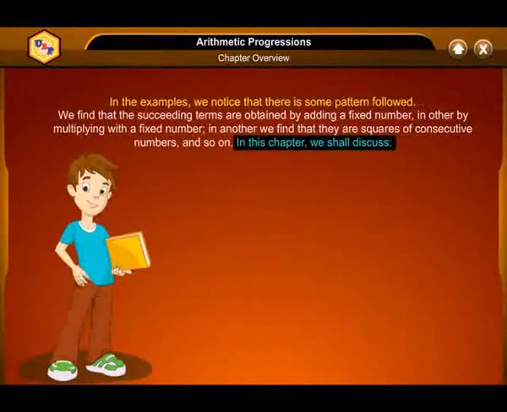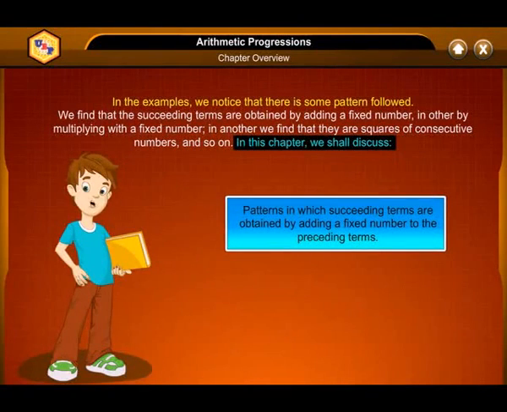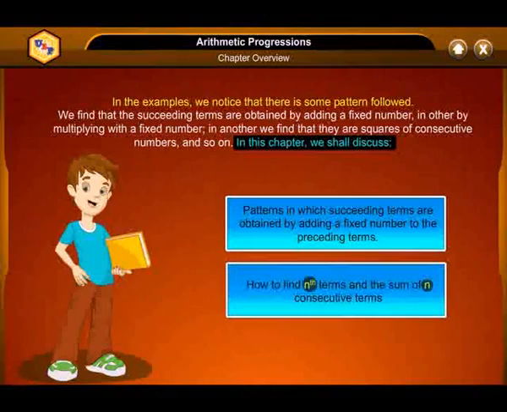In the examples, we noticed that there is some pattern followed. We find that the succeeding terms are obtained by adding a fixed number, in another by multiplying with a fixed number, in another we find that they are squares of consecutive numbers, and so on. In this chapter, we shall discuss one of these patterns in which succeeding terms are obtained by adding a fixed number to the preceding terms. We shall also see how to find the nth term and the sum of n consecutive terms.